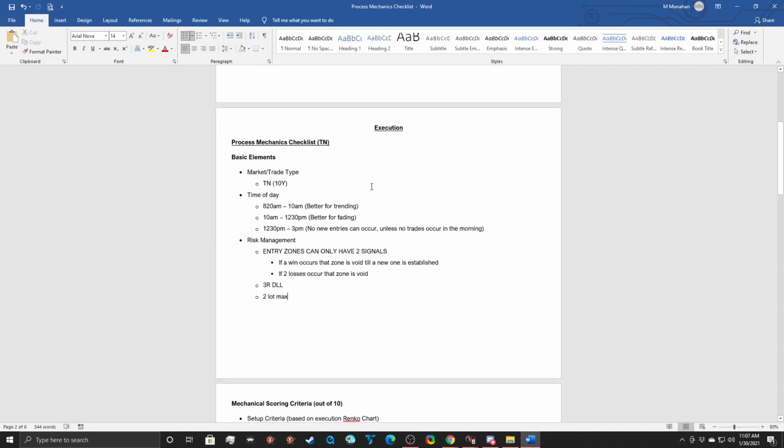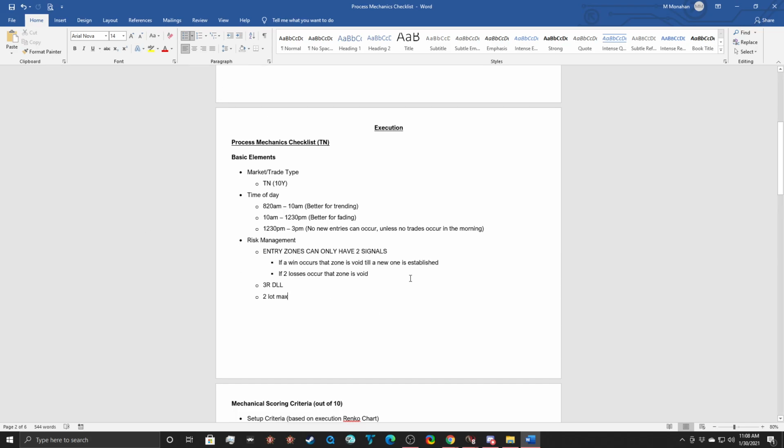The execution times: 8:20 to 12:30 is my general session. If I have any trading done in that period, no new trade can be done after 12:30. So I want to be managing after 12:30 if possible. If for whatever reason I haven't put on a position in that window, I can still take one opportunity at the 12:30 to 3 mark, but I don't want to overtrade. So that's essentially how that breaks down.